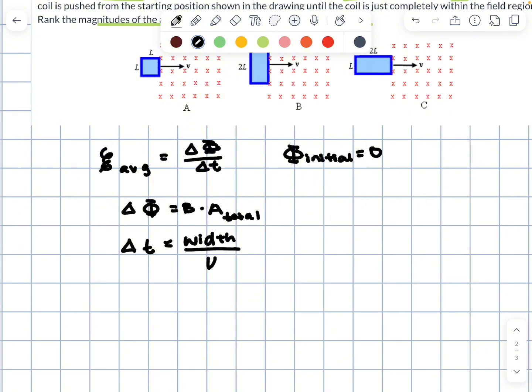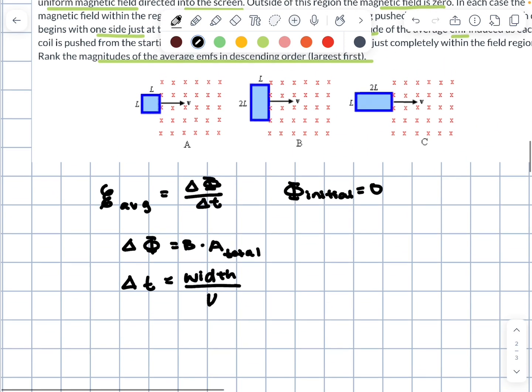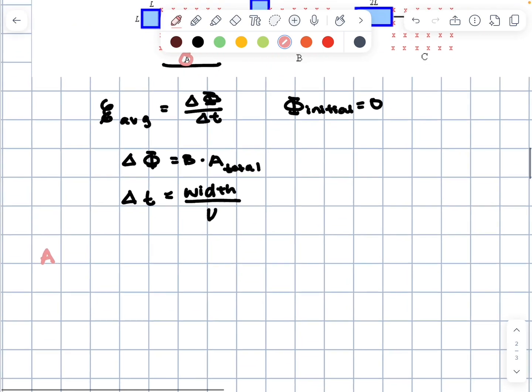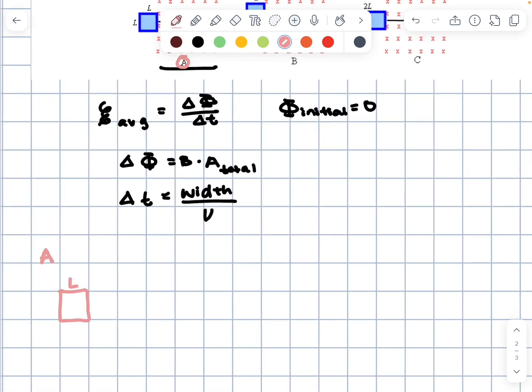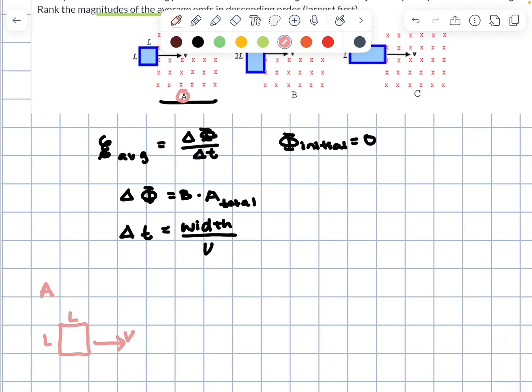All right, and now we're going to calculate the total area, the time, and the EMF for each of our scenarios here. So we're going to start with coil A, which is here. I'm going to do A in a pink color. So, for example, A, we have a box here with side L, and it's going through this B field with the velocity pointing to the right. So first we're going to find our total area, which we know we have L here, so it's going to be L times L equals L squared.